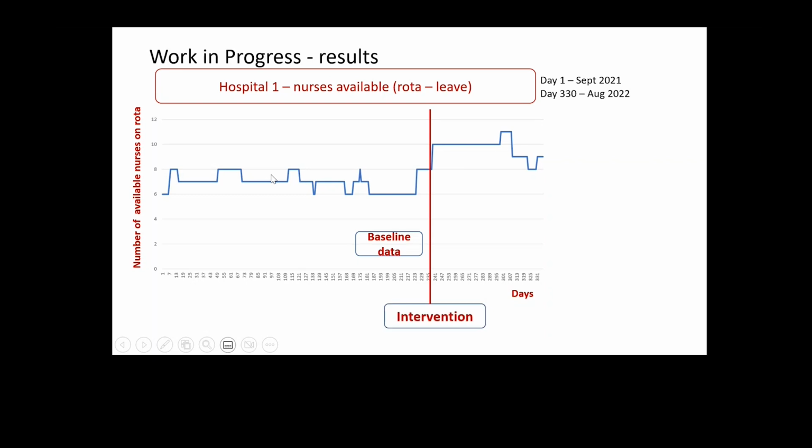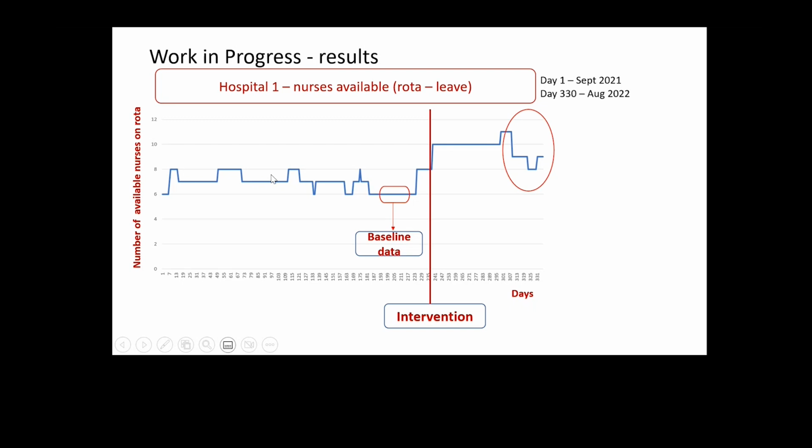So we intervened at this period. This is hospital one. You can appreciate there was a step change in the nurses available. And this was when we took our baseline data, because if you remember, we took baseline data, intervened, and then we plan to take the post-intervention data this month. So this was when we took baseline data.